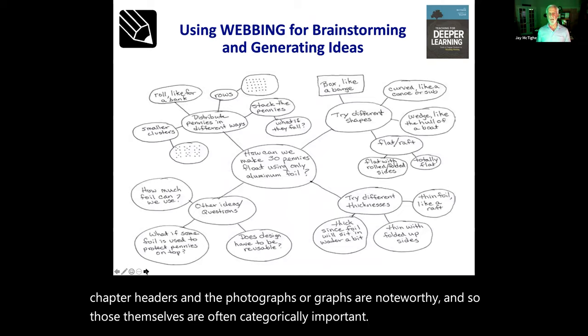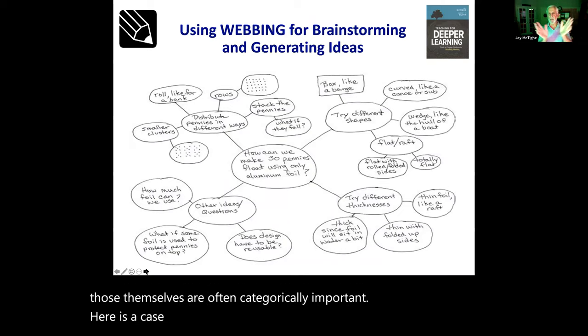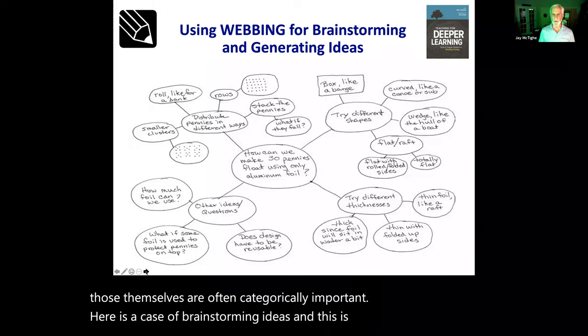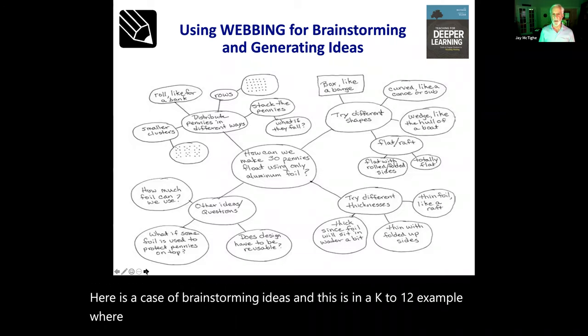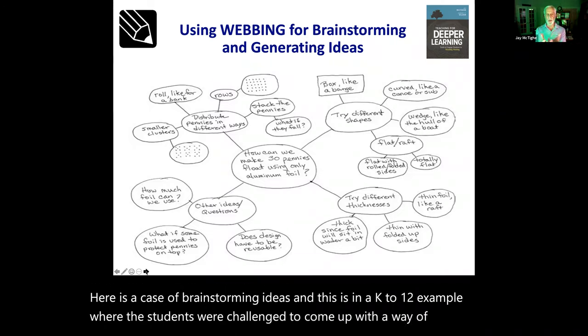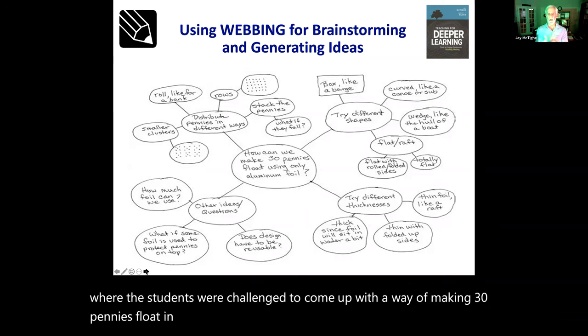Here is a case of brainstorming ideas. This is a K-12 example where the students were challenged to come up with a way of making 30 pennies float in water using aluminum foil. So it's kind of a design thinking exercise.